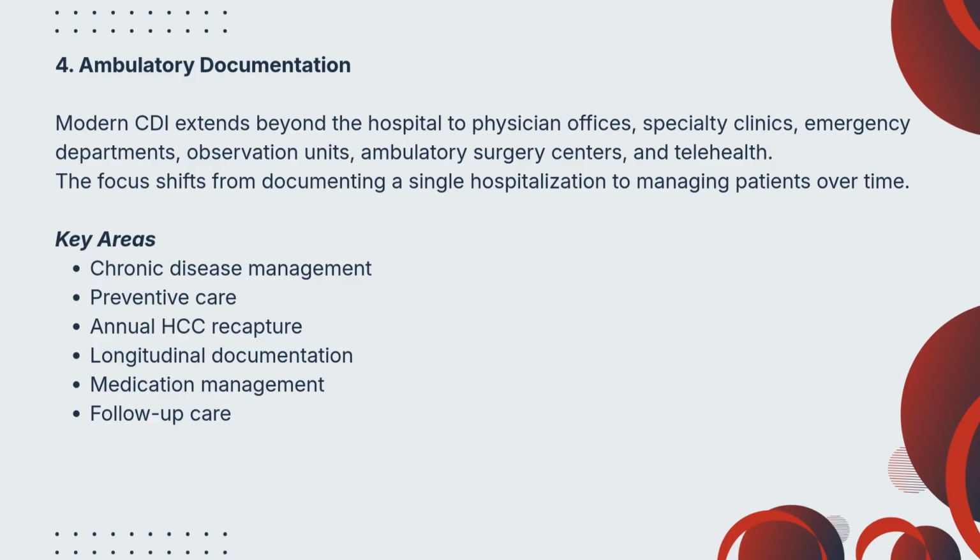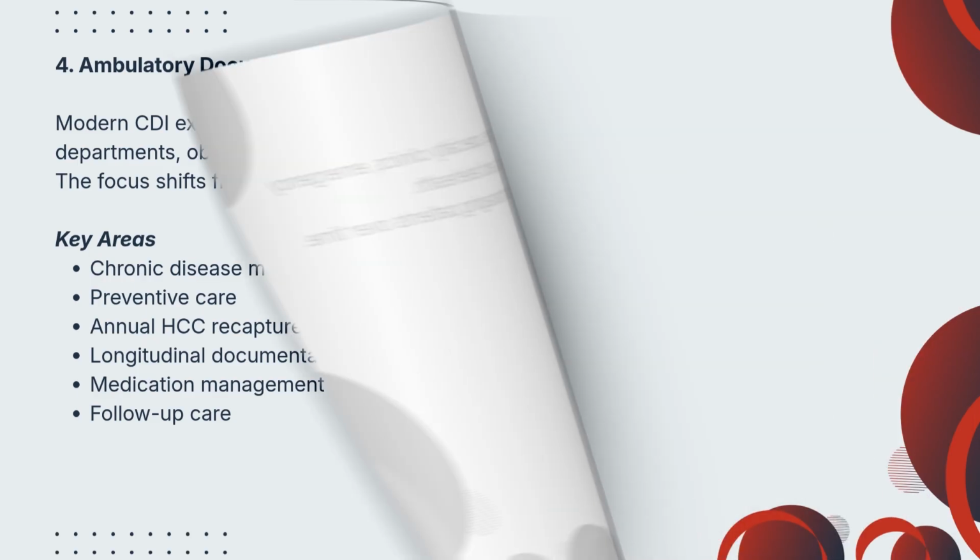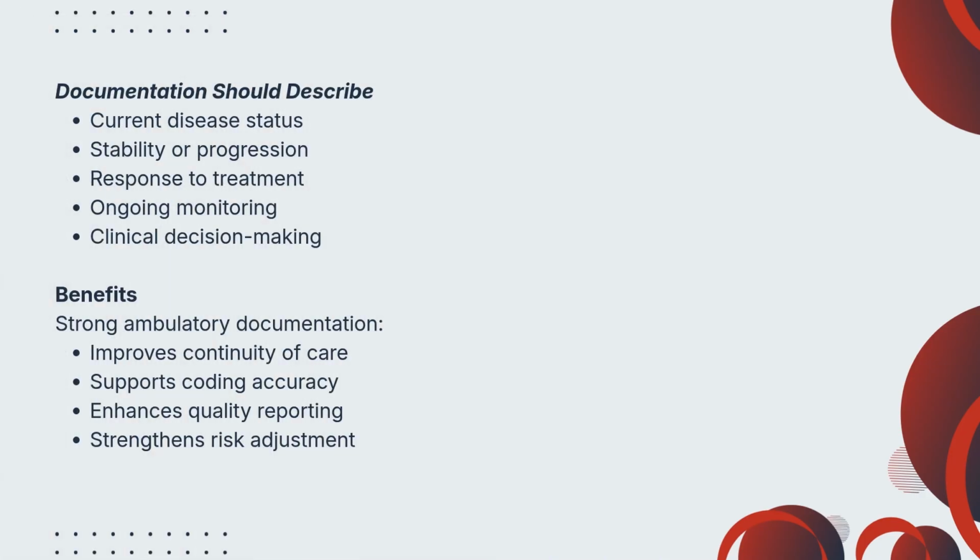Key areas are chronic disease management, preventive care, annual HCC recapture, longitudinal documentation, medication management, and follow-up care. Documentation should describe current disease status, stability or progression, response to treatment, ongoing monitoring, and clinical decision-making. Benefits of strong ambulatory documentation are: improves continuity of care, supports coding accuracy, enhances quality reporting, strengthens risk adjustment.